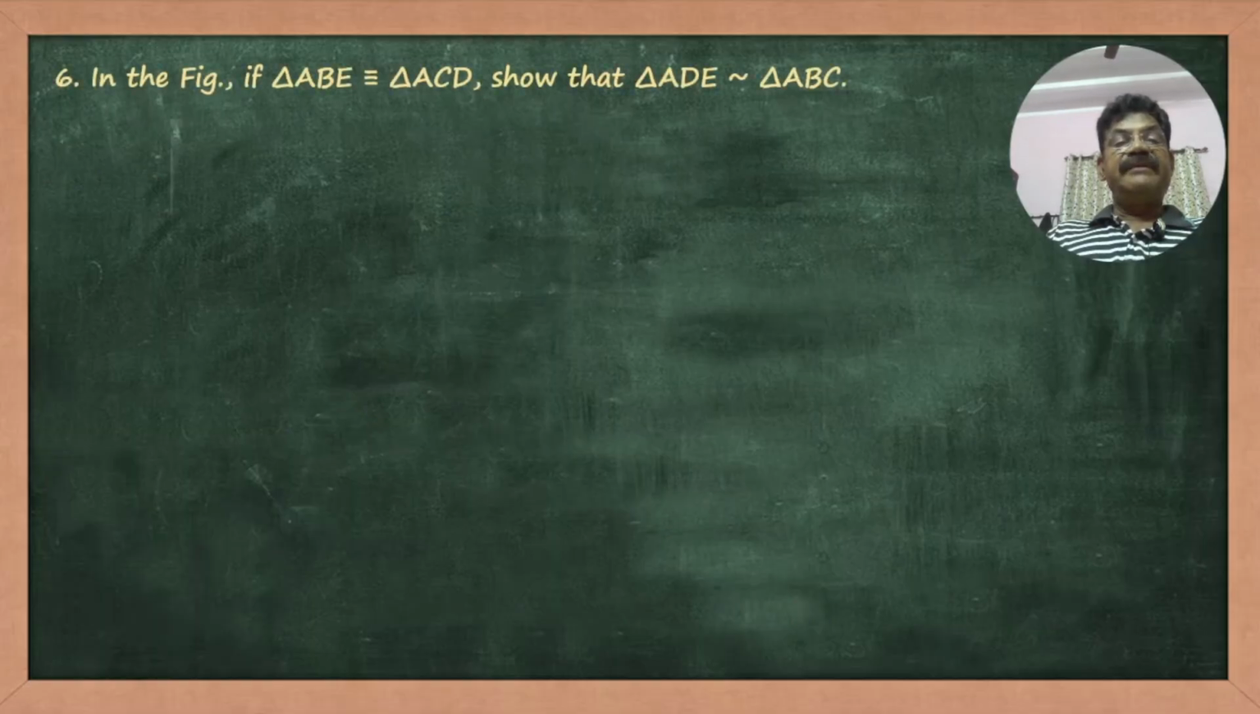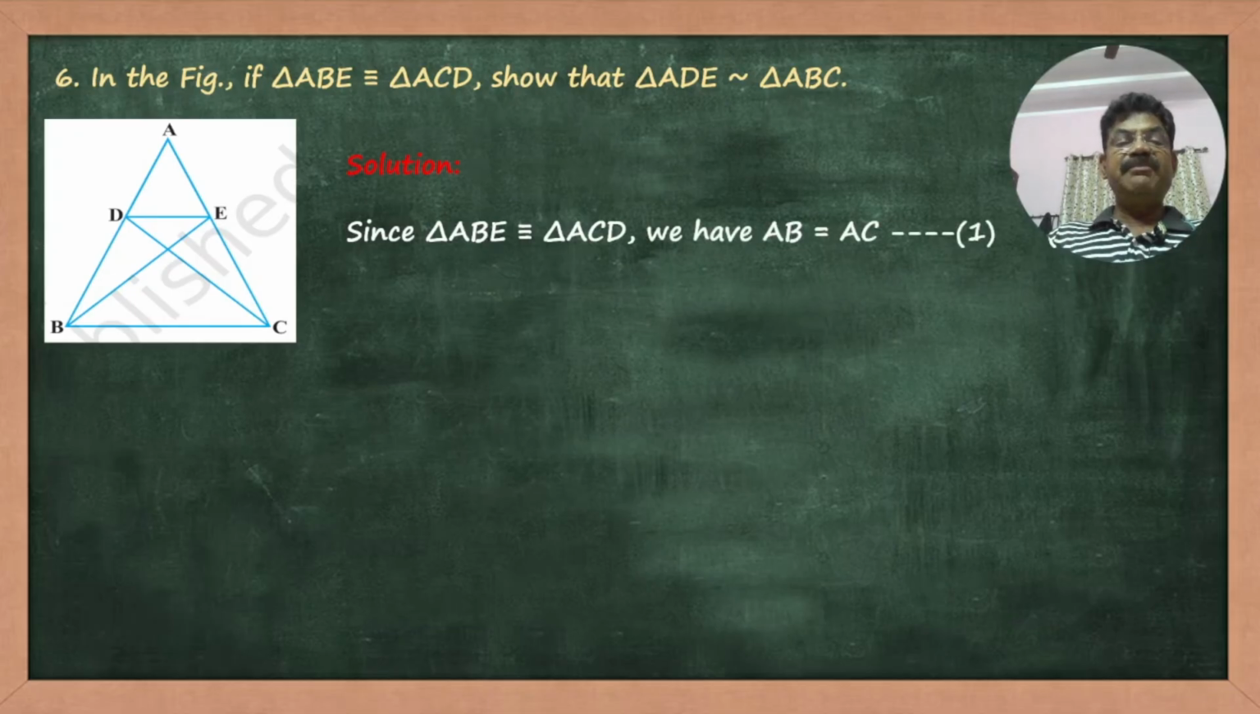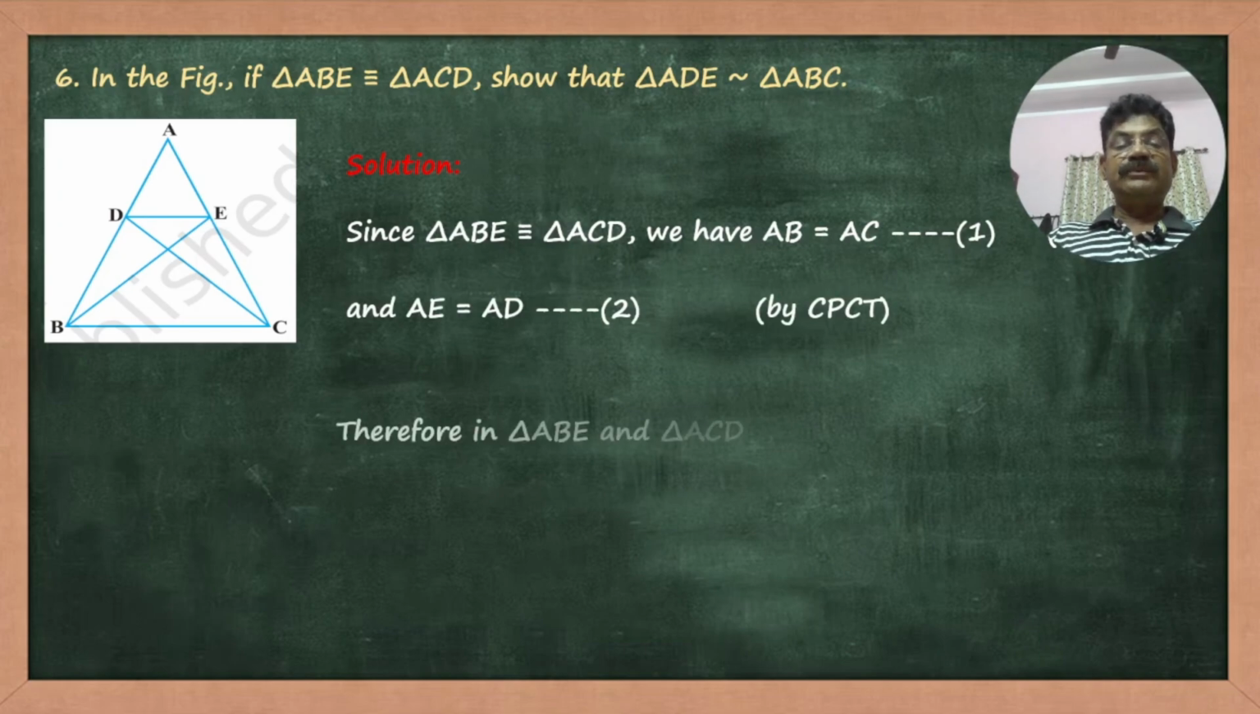Problem number 6. In the figure, if triangle ABE is congruent to triangle ACD, show that triangle ADE is similar to triangle ABC. Solution. Since triangle ABE is congruent to ACD, therefore they are of same shape and same size. We have AB is equal to AC. You call this as 1. Corresponding part of congruent triangles. Similarly, AE is equal to AD. You call this as 2.